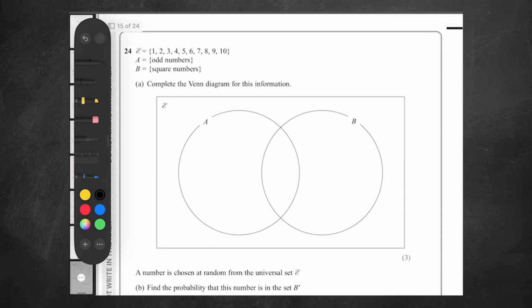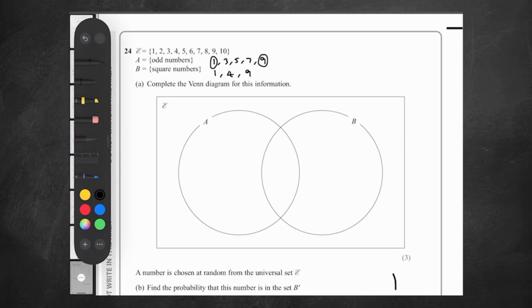Question 24. Complete the Venn diagram for this information. For the set, the numbers 1 to 10, A is the odd numbers, B is the square numbers. So before I start drawing on the Venn diagram, I'm just going to write down the odd numbers. So 1, 3, 5, 7, 9. Write down the square numbers, which is just the numbers that are a product of the number itself. So 1 squared is 1, 2 squared is 4, 3 squared is 9, 4 squared is 16, which is bigger than the set that we've got. So the numbers that are odd numbers and square numbers would be 1 and 9.